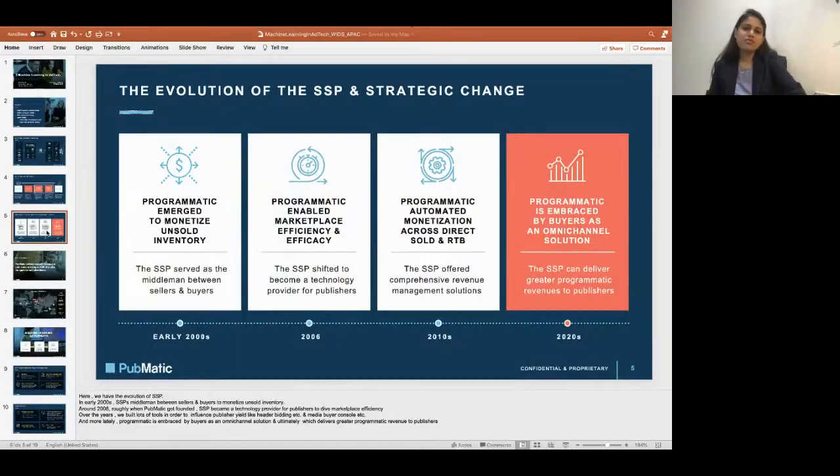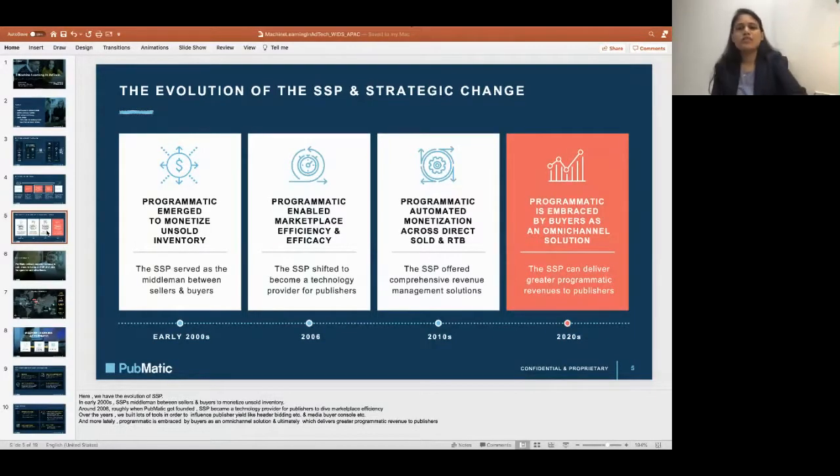Now, here I will be going through the evolution of the SSP. In the early 2000s, SSPs used to serve as a middleman between the buyers and the sellers, and they used to backfill. They used to programmatically monetize the unsold inventory. Later on, around 2006, roughly when PubMatic was formed, the SSP shifted to become a technology provider for the publishers, and they helped them drive marketplace efficiency programmatically.